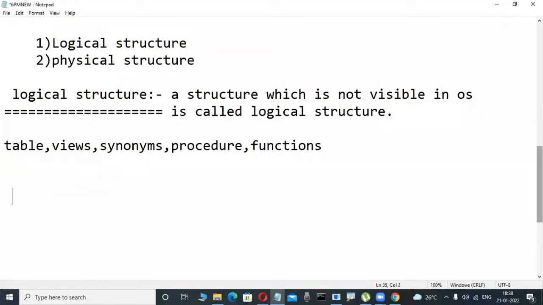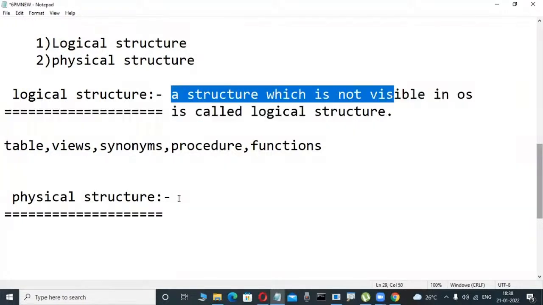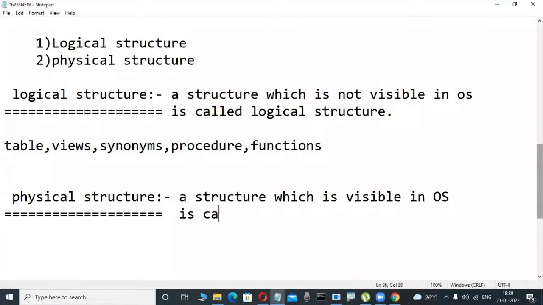Now observe here. What is a physical structure? Don't write it down, just roughly observe. Physical structure is the opposite: a structure which is visible in the operating system. Observe here, a structure which is visible in the operating system is called a physical structure.